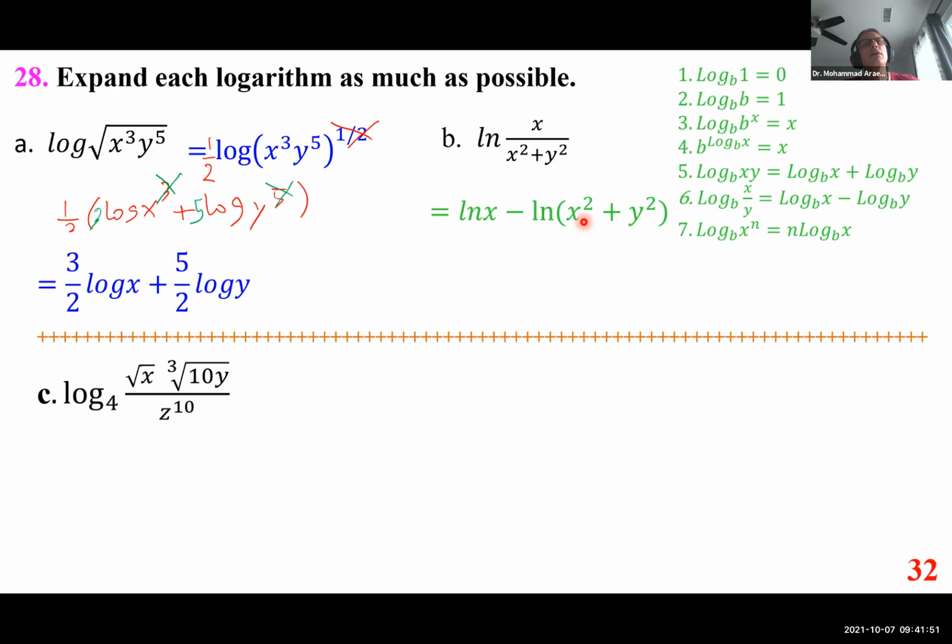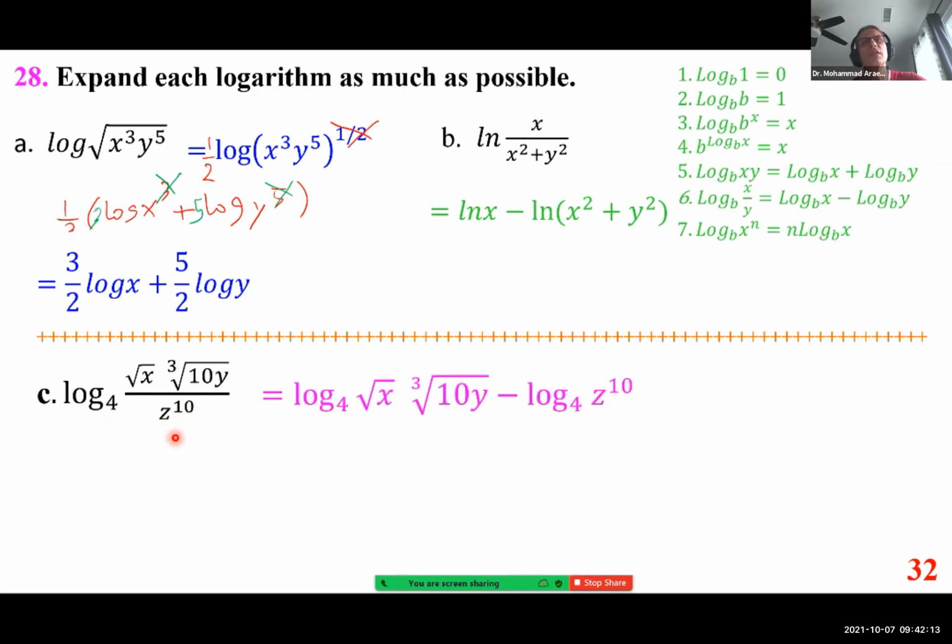Here's the next one. Log base 4. And we see a bunch of terms at top. So we are going to use the quotient rule to separate the top. So log of the top minus log of the bottom. So that is the first step we need to take. Now, there are a couple of steps involved.